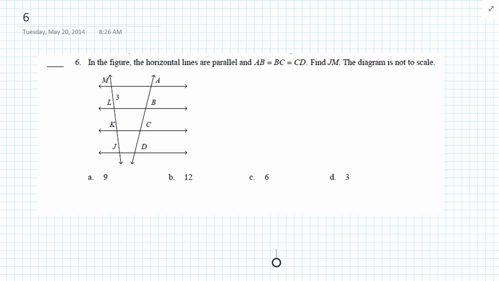Number 6, in the figure, the horizontal lines are parallel. AB is equal to BC is equal to CD. Okay, so we know this is congruent to this, which is congruent to this. Find the length of JM. Well, if this section right here is 3, we know corresponding sections have a congruent ratio, so it must just be 3 sections of 3. So our answer should be A, 9.